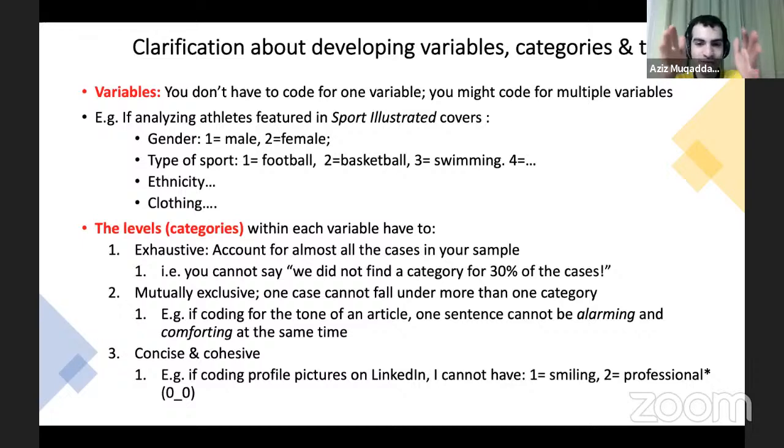But you cannot have one variable that says category one is male, category two is adult, and category three is sad. That doesn't make sense because you could be an adult male who is sad, right? Or happy. So one variable would be sad or happy, so emotion, that's one variable. Gender is a second variable, and age is the third variable, right? So you see.